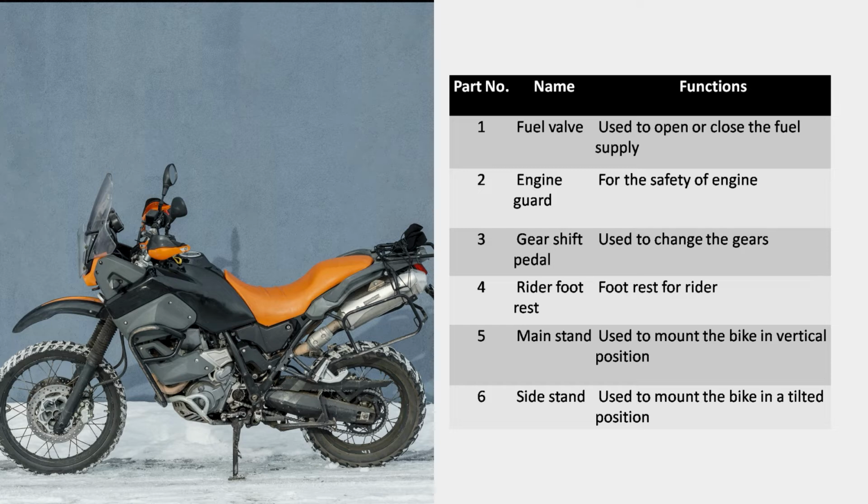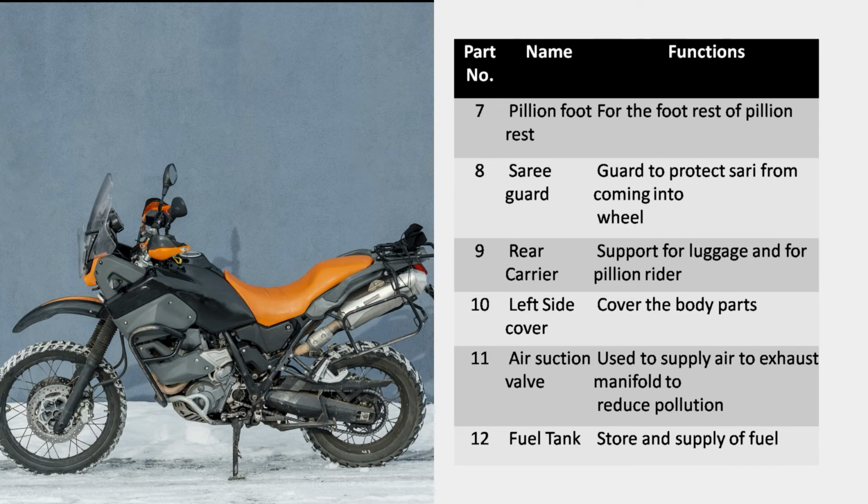So normally there are two types of stand, main stand and side stand. Side stand, when you are just taking a temporary halt, then you can use your side stand. When you want to stop the motorcycle for a longer time, the main stand can work, and the vehicle stands vertically. Then pillion footrest. As I told you, we need the rider footrest as well as the pillion footrest. Another important part is the sari guard or any cloth guard.